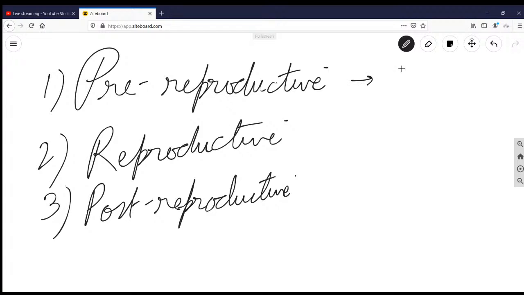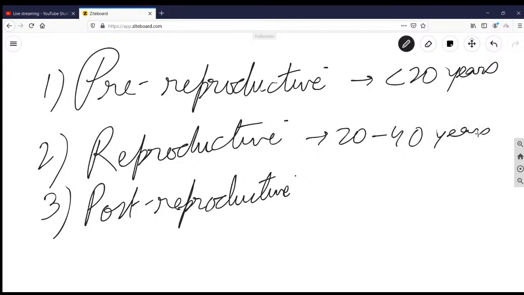Pre-reproductive is less than 20 years, because you attain puberty at 10 or 12 but you do not go for marriage at that age; you go for marriage after age 20 mostly. Reproductive is from 20 to 40 years. Even though males can produce sperm, because type A spermatogonia are never lost, type B is differentiated and type A is formed again via mitosis, so males can reproduce throughout their life if healthy. Females attain menopause by age 50 to 55.